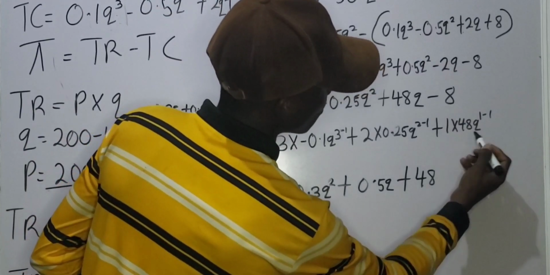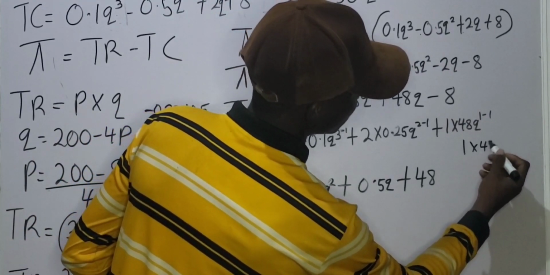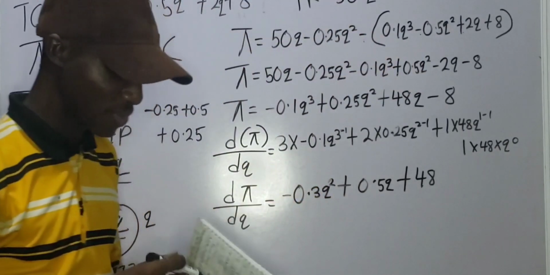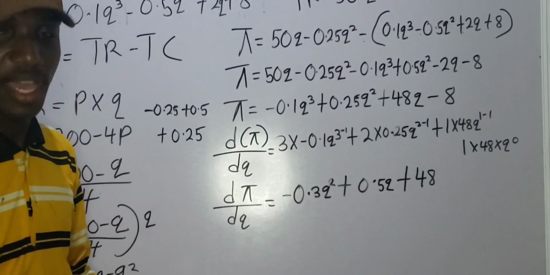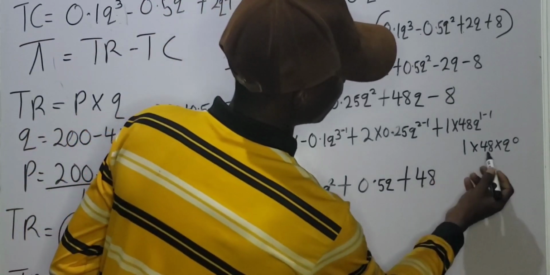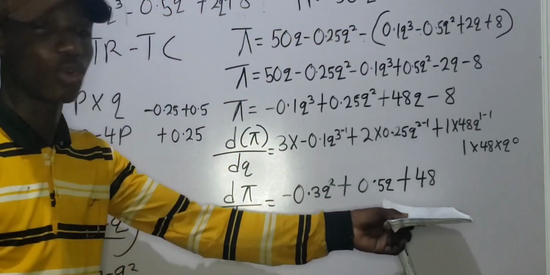Look at this. We have 48q raised to the power of 1. It's just like saying 1 times 48 times q raised to the power of 0. According to the laws of indices, anything raised to the power of 0 is 1. So for this, I'm going to have 1 times 48 times 1, which is the same thing as 48. So that's how I got 48 here.